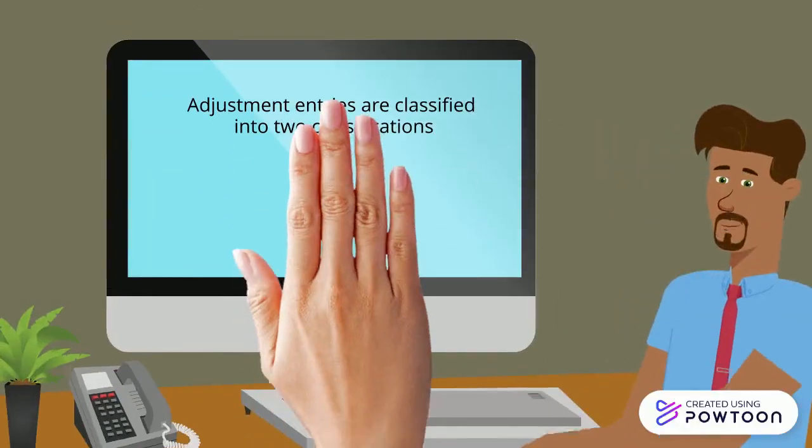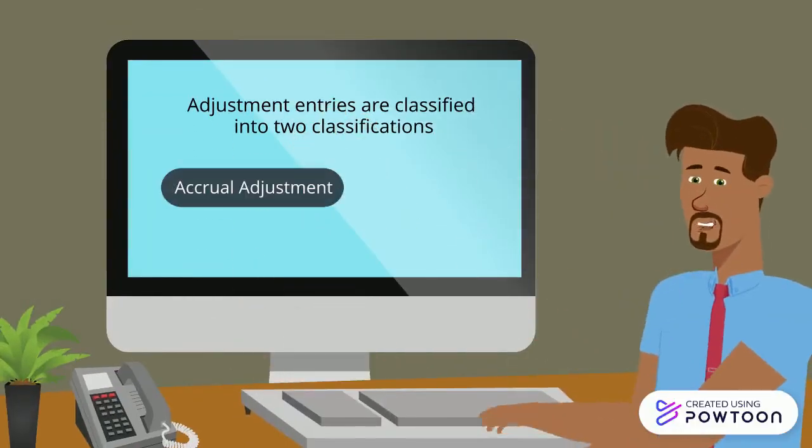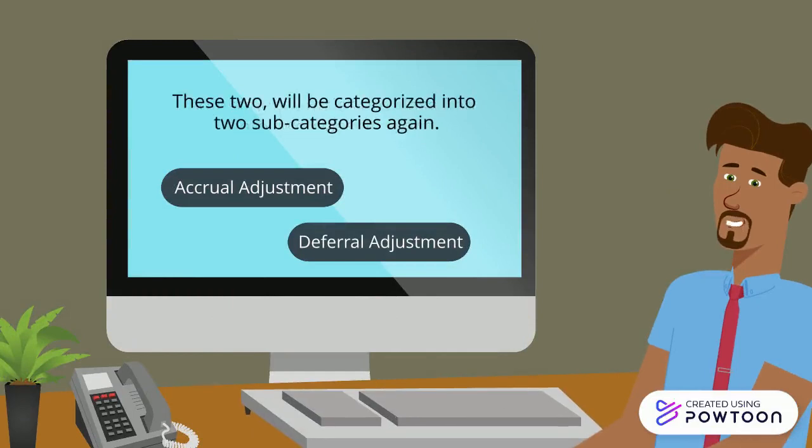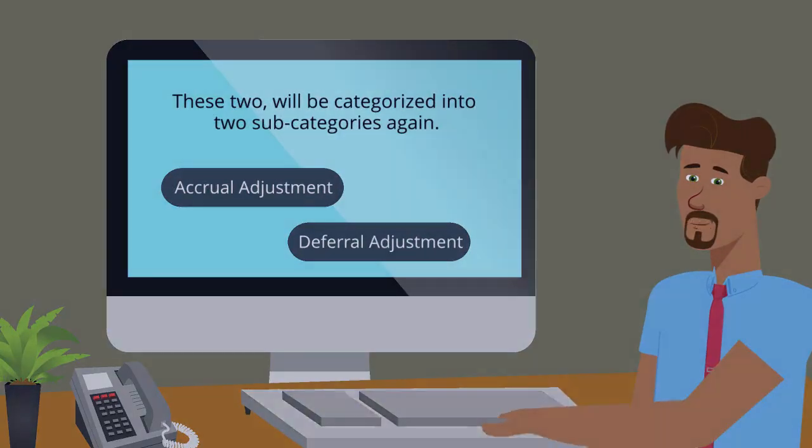Adjustment entries are classified into two classifications, accrual and deferral adjustment. These two will be categorized into two subcategories again.